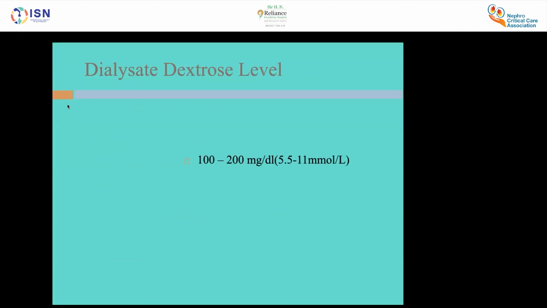Then dialysate dextrose level. We should target a dialysate dextrose level around 100 to 200 mg per deciliter, that is 5.5 to 11 millimole per liter.